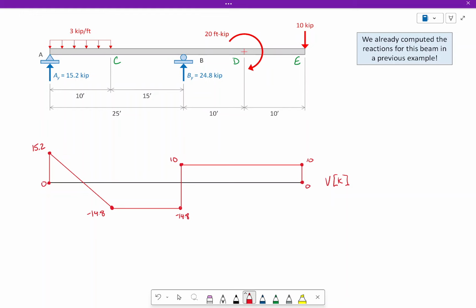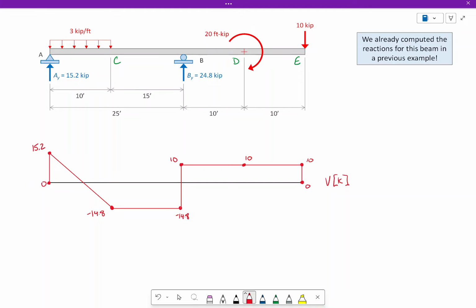And then that 10 kip load brings us down. So if you want, we'll put a little point right here to say that's also 10. But again, how does the concentrated moment affect the construction of the shear diagram? It doesn't, and that's it. Okay. There's your shear diagram. Pretty simple, right? Make sense?